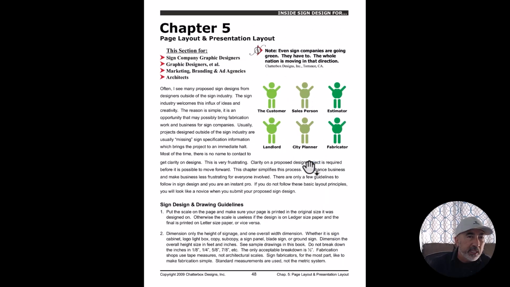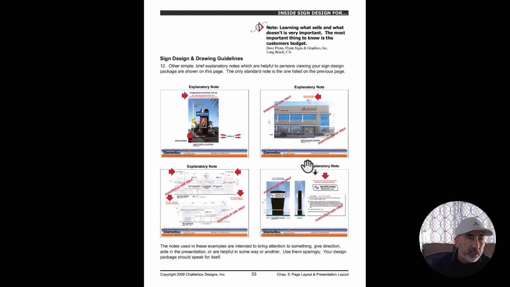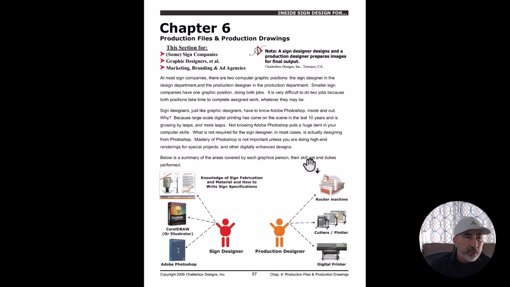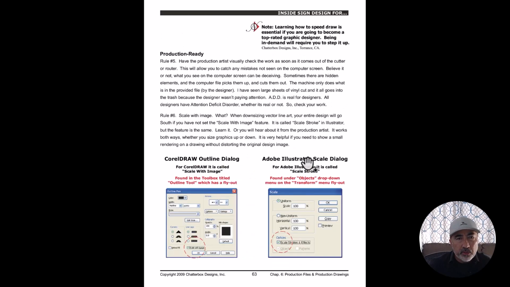Chapter 5, page layout and presentation layout. This one's good too. I would recommend this if you're starting sign design. Again, there's the 4-page paradigm. There's a lot of information in this book. Production files and production drawings. You can read this one too. So let's go to chapter 7.